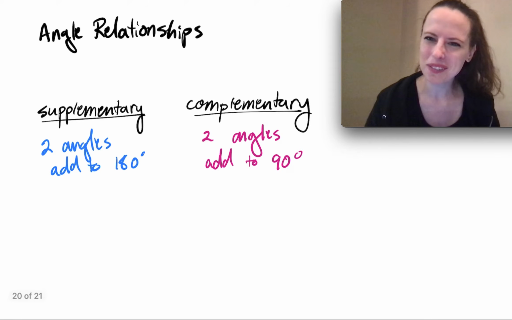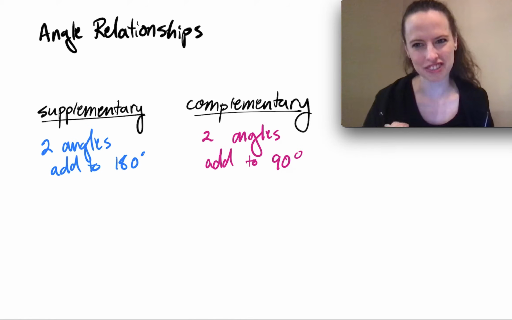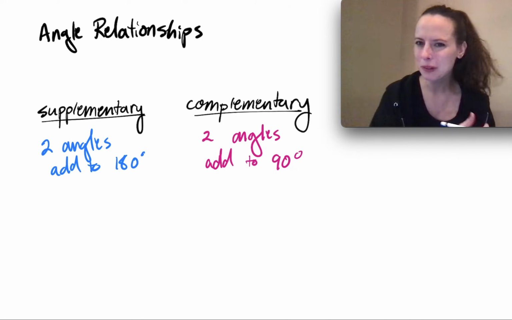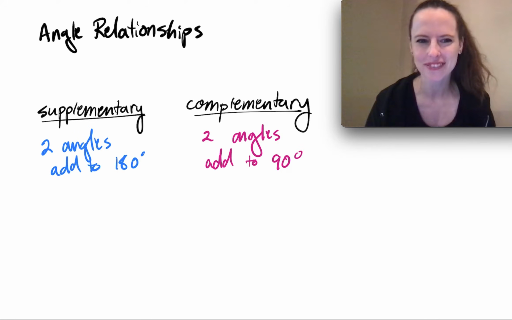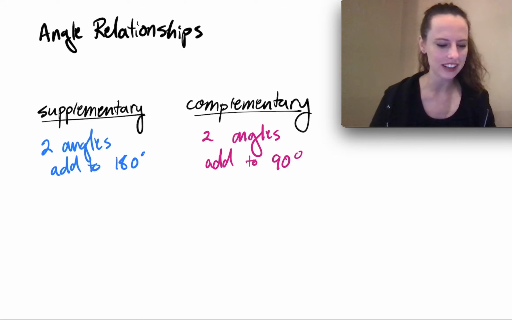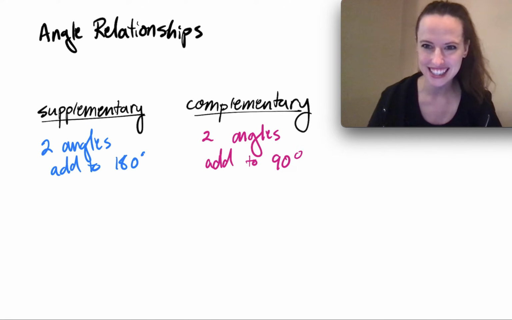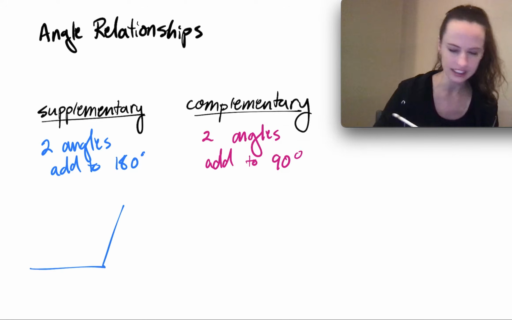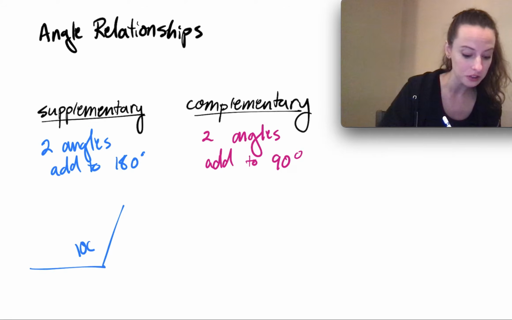In this video, we'll be talking about angle relationships. So we'll start with some that might look a little more familiar: supplementary and complementary. So supplementary is two angles that add up to 180 degrees. So for example, let's say we've got this angle here that we know is 100 degrees.